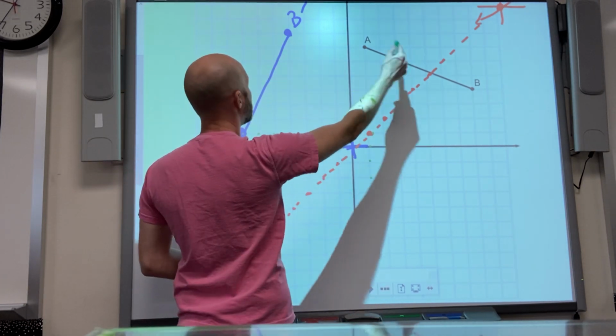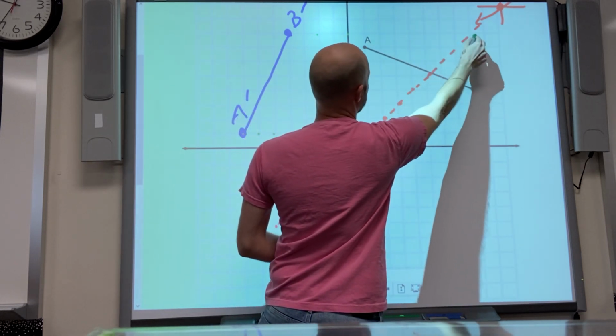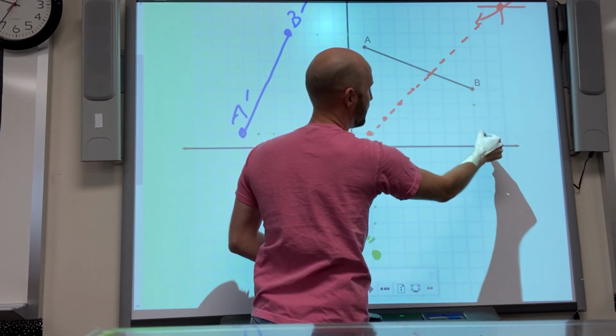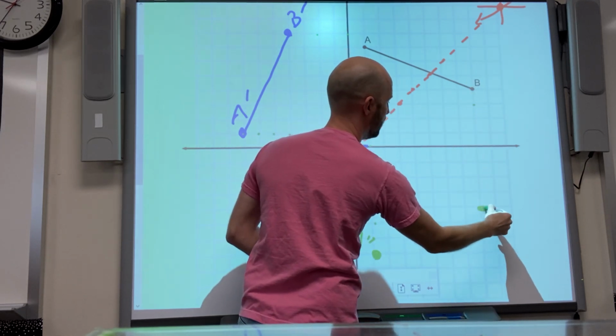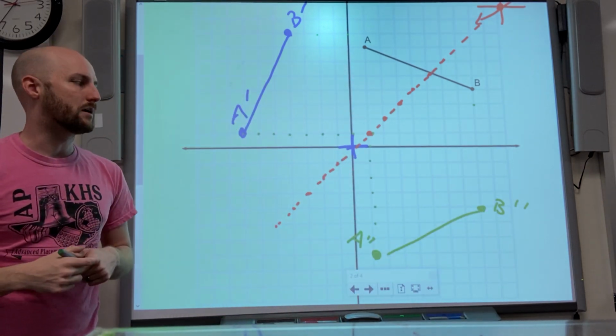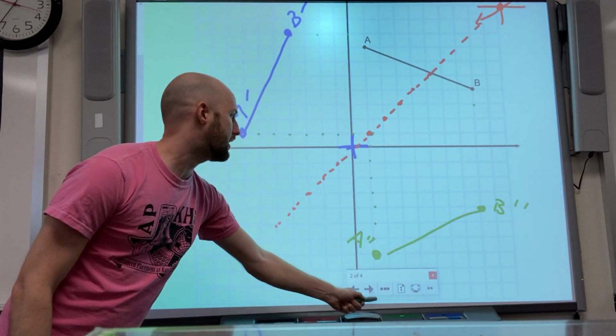B, I'm just going to go sideways, 1, 2, 3, 4, 5, 6, 7, 8, 9, 10, 11, 12, and then down 1, 2, 3, 4, 5, 6, 7, 8, 9, 10, 11, 12. Connect those as a segment, and then again, if they ask me to label those points, I can now do that. All right, let's look at maybe this one.